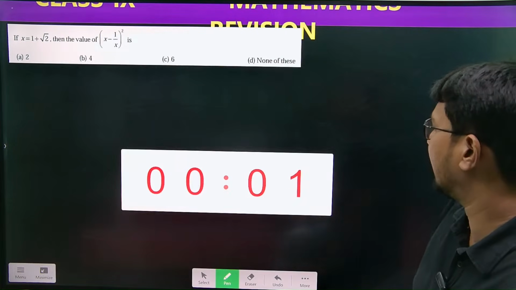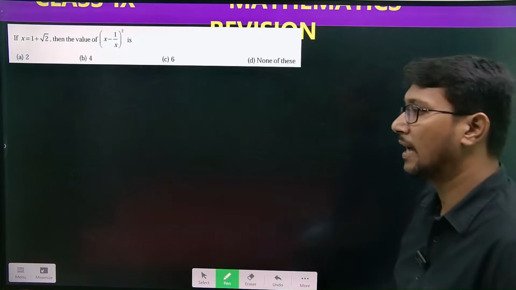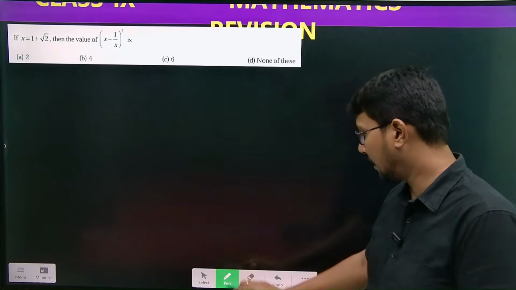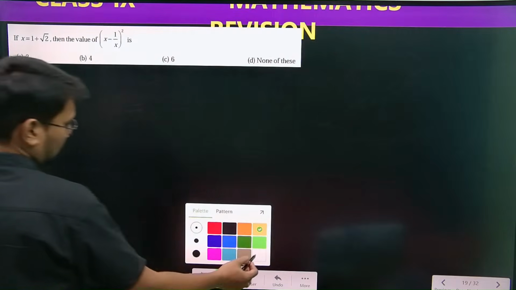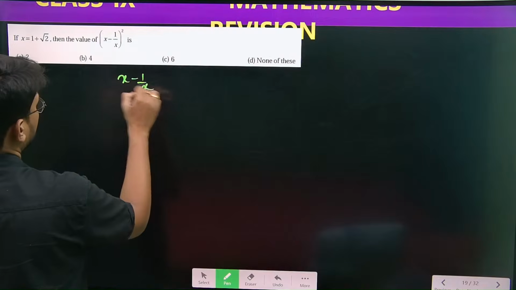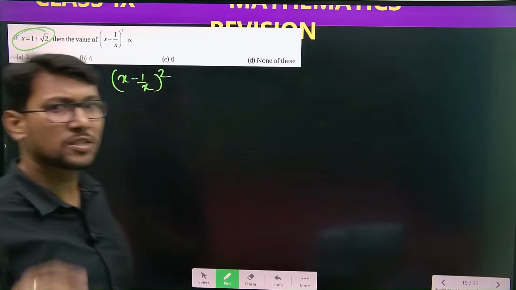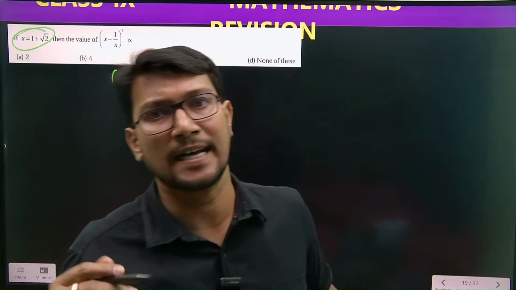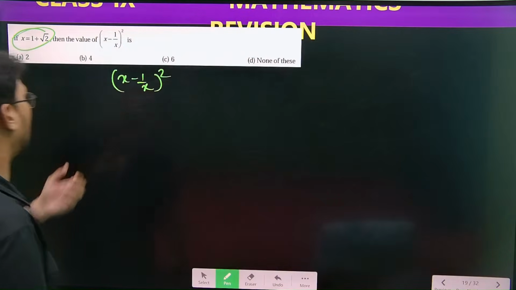Time is going to be over right now. Okay, time off. Now, bachcho, check karo. I'll solve. This is the time. Right now, I'll solve. See, bachcho, here, the question is asking x minus 1 by x whole square. But the question has given x value. When the question has given x and is asking about 1 by x, find karo. 1 by x nikalo. 1 by x.